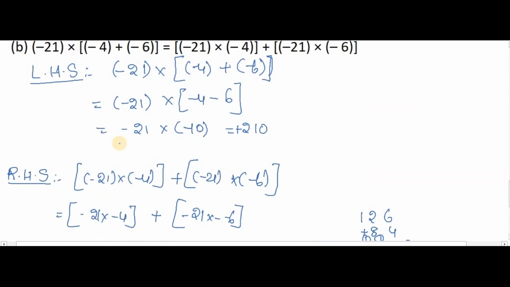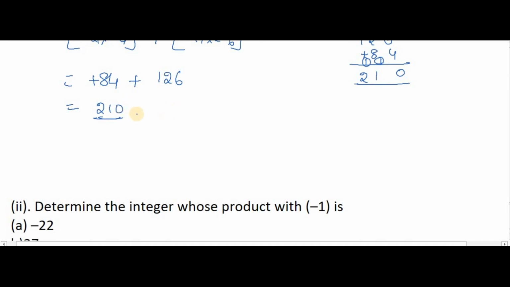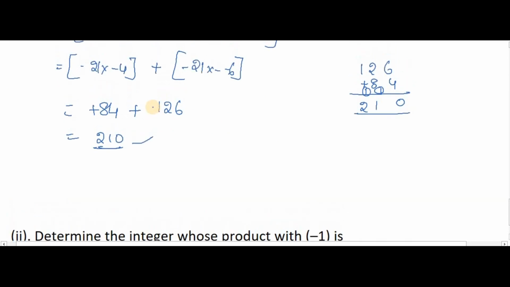In the LHS what did we get? 210. And in the RHS also we got 210, right? So in this way we can say that these two answers, LHS and RHS, are equal. Okay students, now we'll move on to the next class.